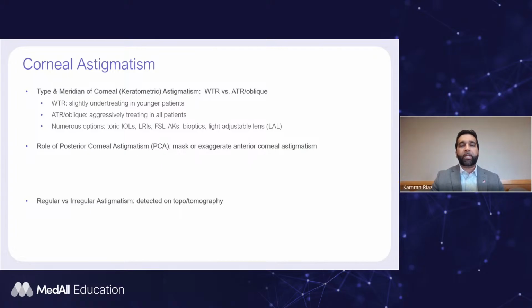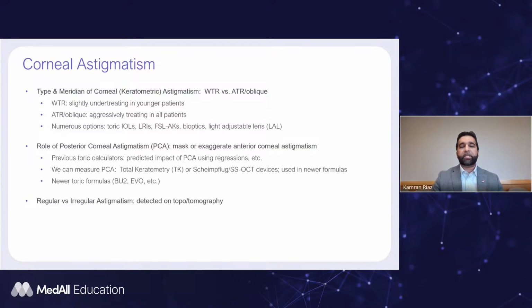In general, you want to try to minimize the astigmatism, even if it means slightly flipping the axis, especially flipping from against the rule to with the rule. In recent years, we know there's an increasing role of PCA, or posterior corneal astigmatism, which can mask or exaggerate anterior corneal astigmatism. Some of the previous toric calculators made assumptions of the PCA.